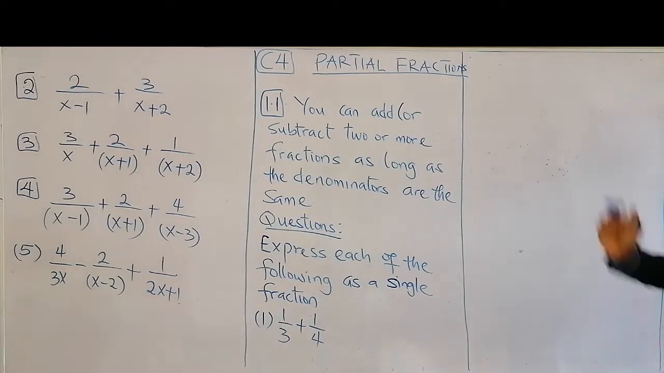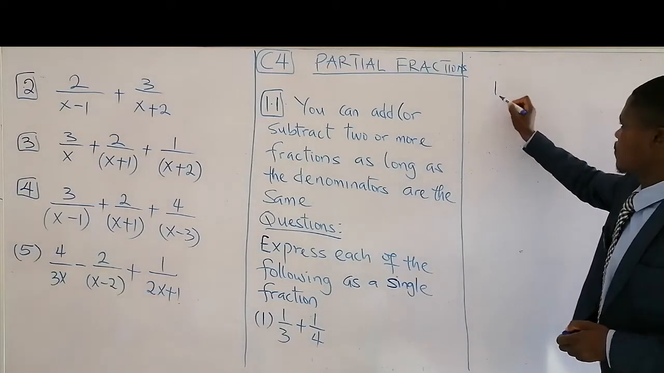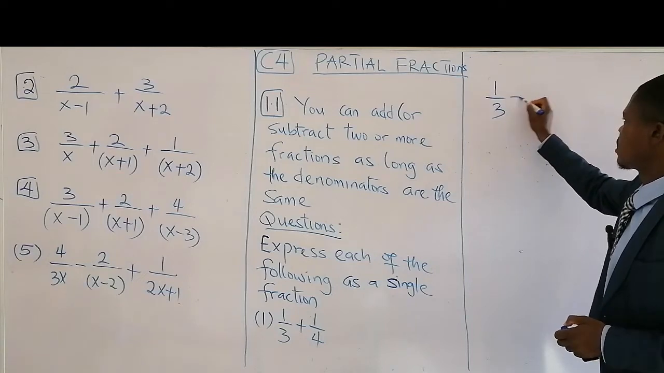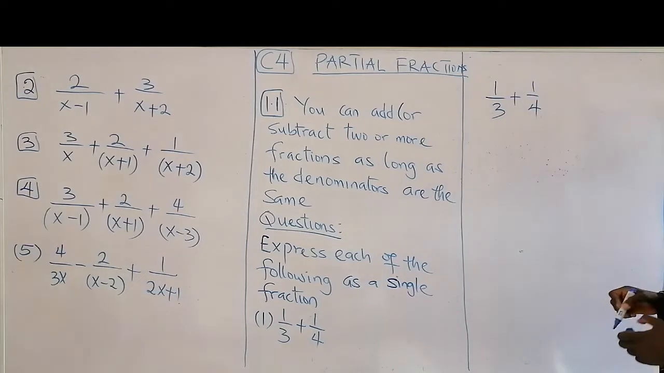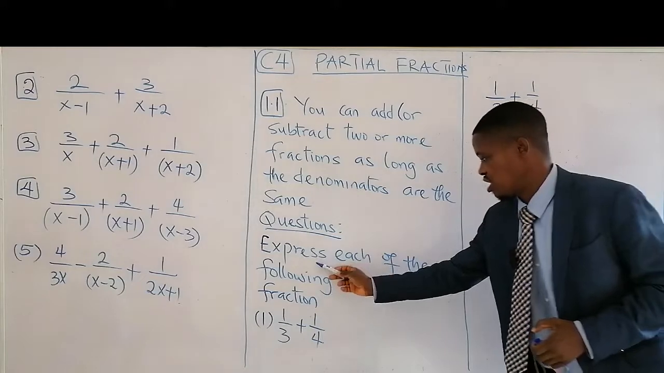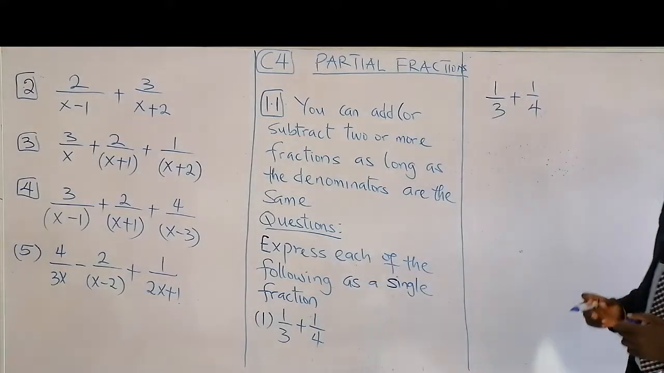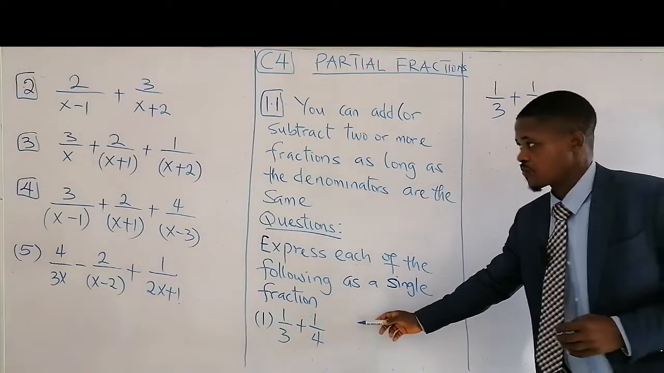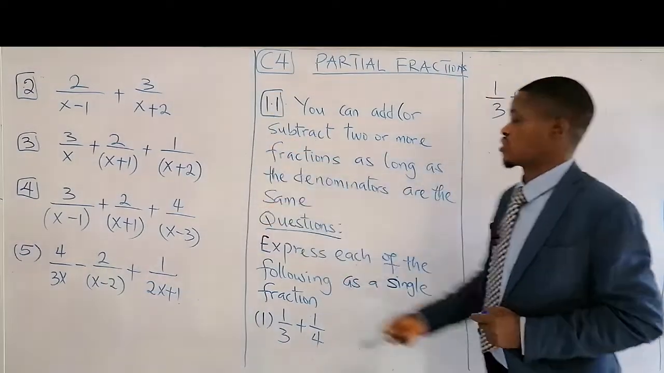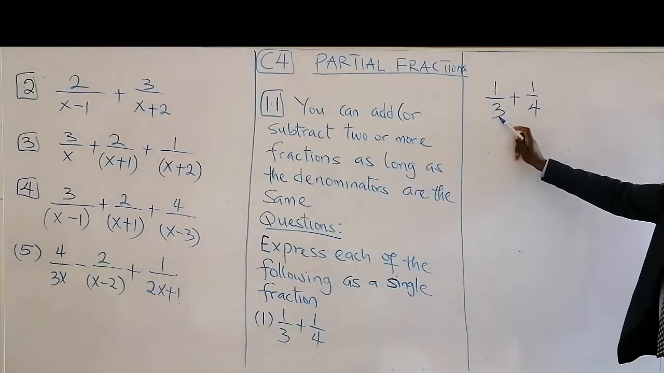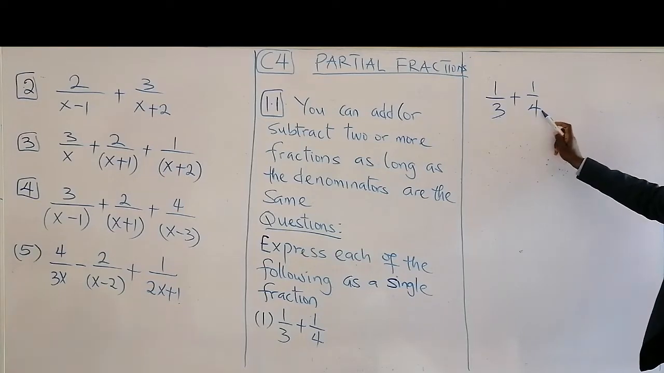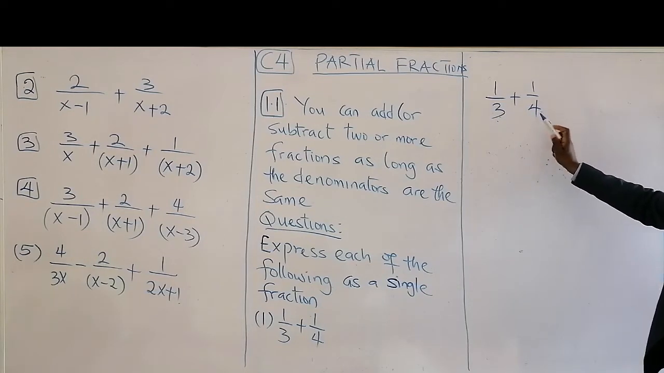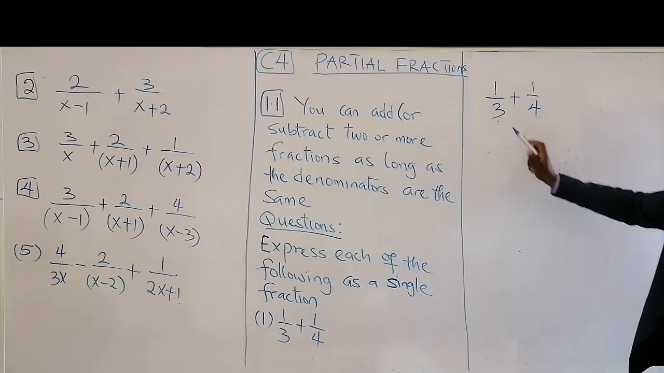But the first topic is going to be what? Partial fractions. So the first question we have here is 1/3 plus 1/4, and we are told to express each of the following as single fractions. We have 3 here as a denominator, and 4 here as a denominator. The common multiple of 3 and 4 is 12.